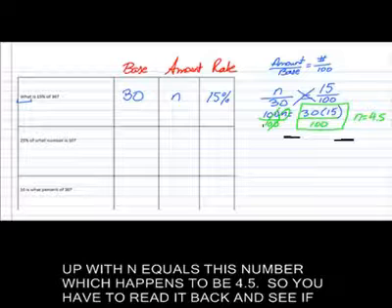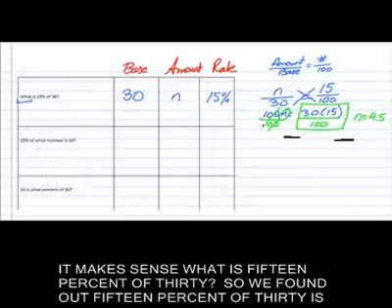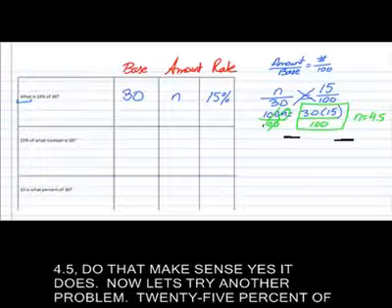So you have to read it back and see if it makes sense. What is 15% of 30? So we found out 15% of 30 is 4.5. Does that make sense? Yes, it does. Now let's try another problem.